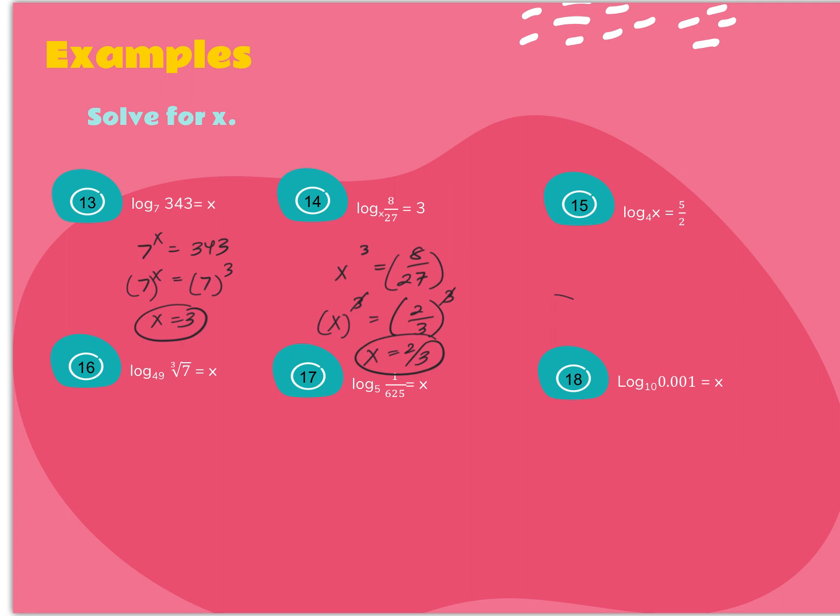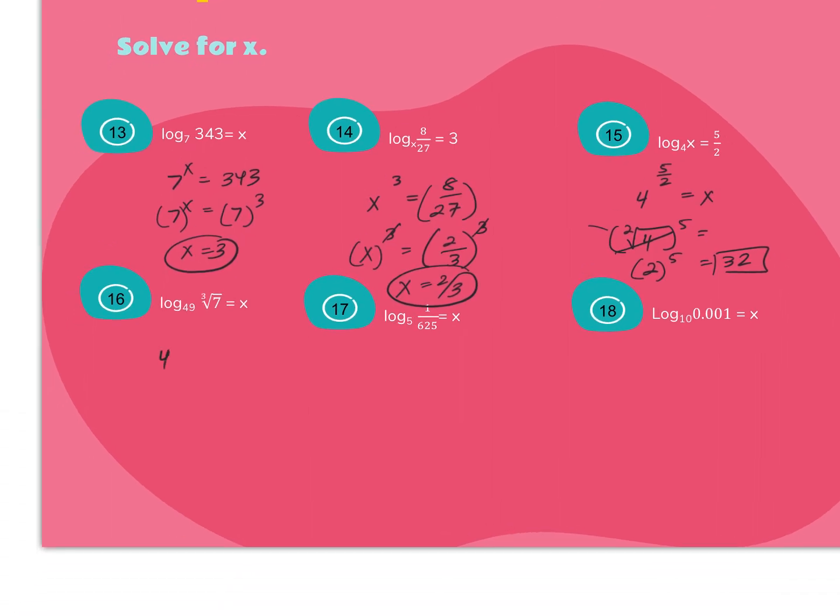I go to the next one. It says basically 4 to the 5/2 power equals x. So here I just have to basically solve. I know 4 to the 5/2 power is the square root, the second root of 4 raised to the 5th power. Well, the square root of 4 is 2, and 2 to the 5th is 32. Okay, and so I know x is 32.